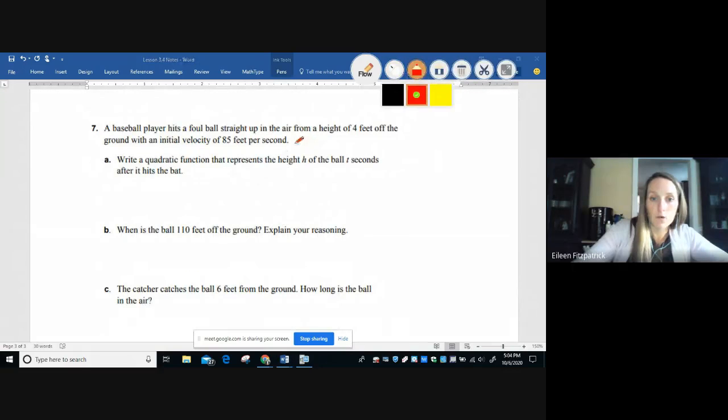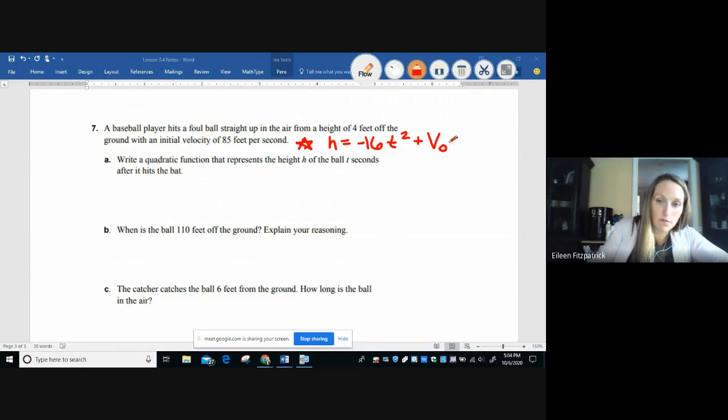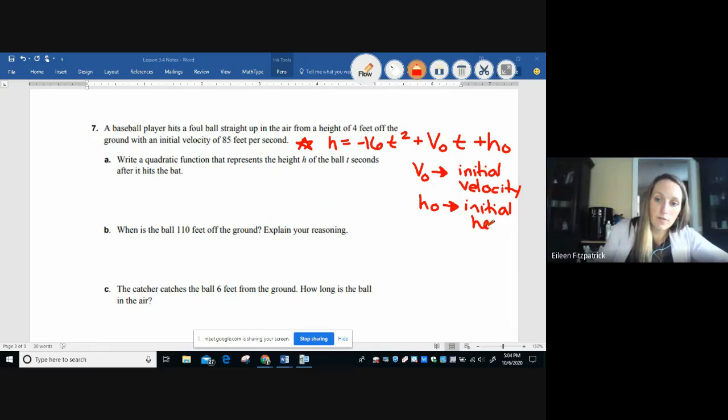For this problem, I would provide for you the following. h is equal to -16t squared plus v sub 0 times t plus h sub 0. And v sub 0 stands for the initial velocity, and h sub 0 stands for initial height. So that information would be provided if I give you a question like this.